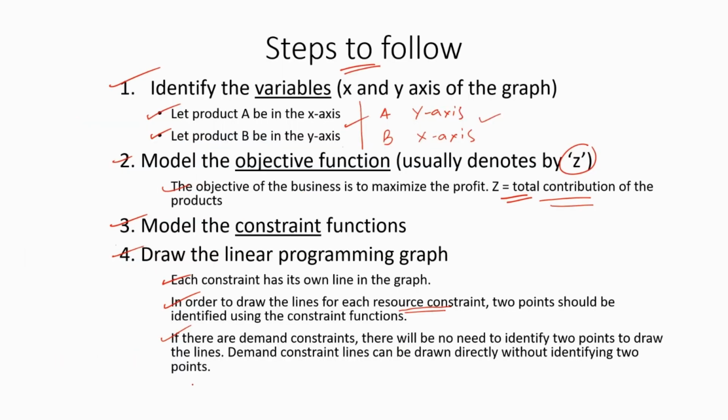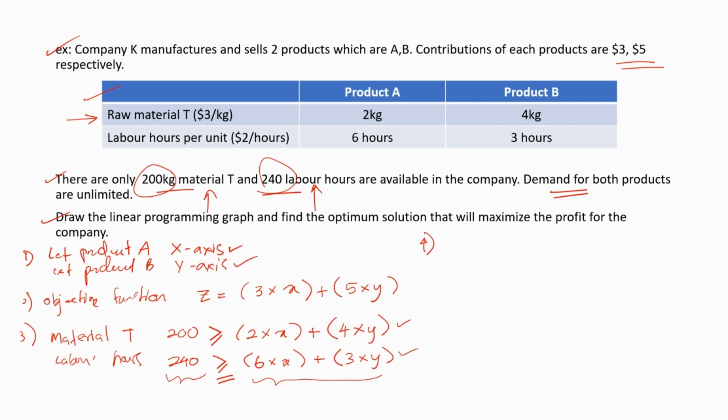The fourth step, draw the linear programming graph. Each constraint has its own line in the graph. So there will be two lines in the graph that we are going to draw. In order to draw the lines for each resource constraint, 2 points should be identified using the constraint functions. We have two resource constraints. This means we have to identify 2 points for each constraint. And we do not have demand constraints, so we do not have to worry about those. Let's identify 2 points for each constraint.